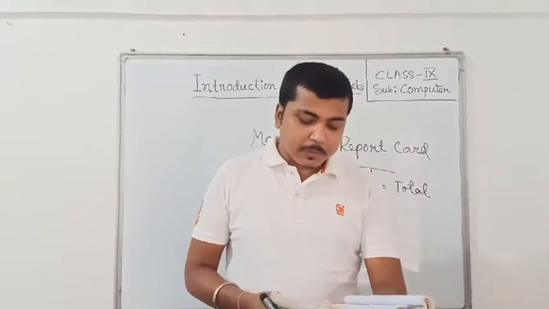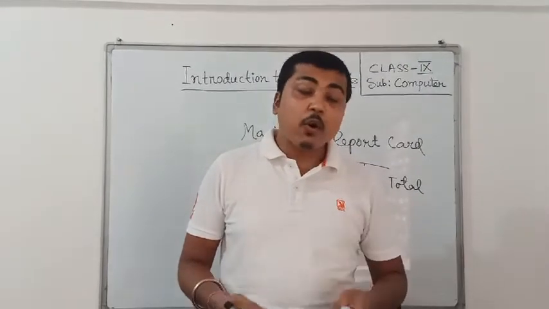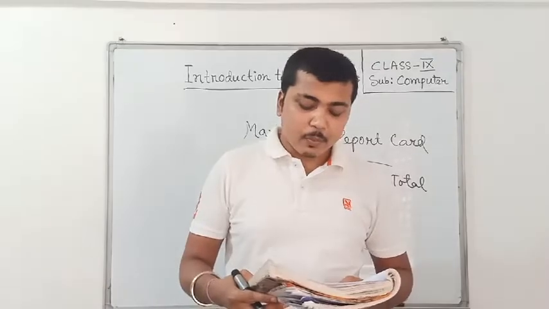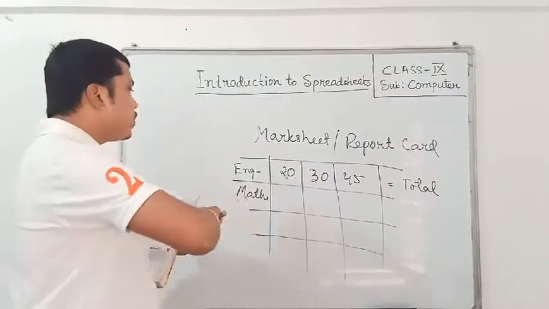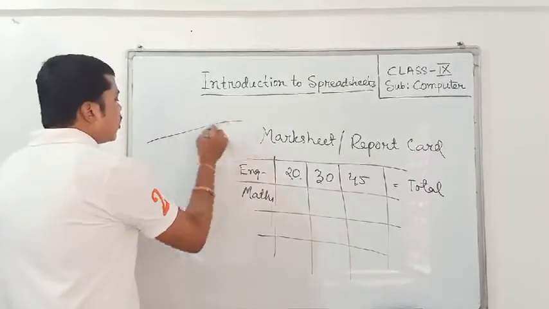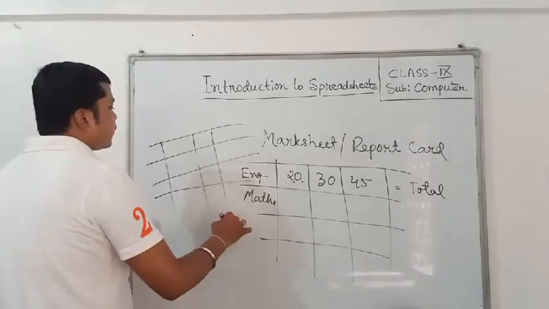The corresponding option must be enabled. What does it mean? In the last point it is said that formulae are automatically recalculated when the data values are changed. Now what do you mean by this? Suppose this is your spreadsheet, okay, this is your spreadsheet.